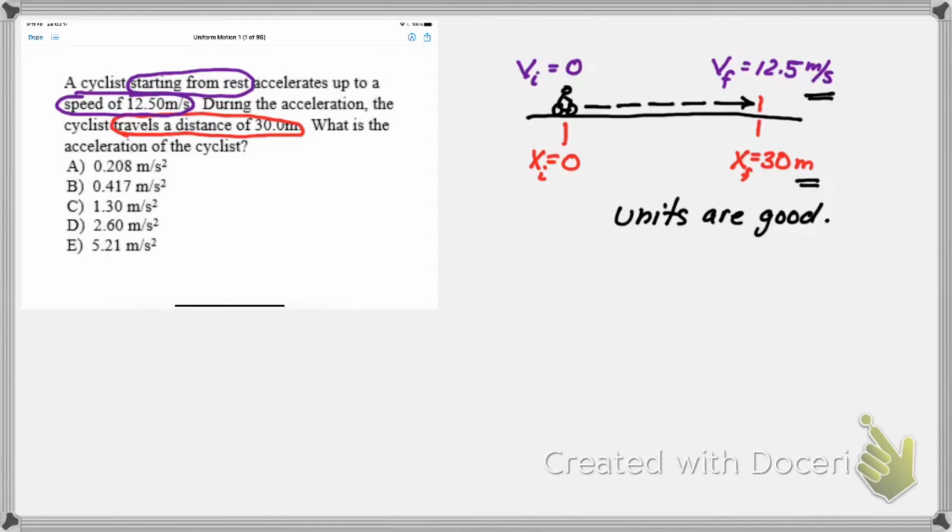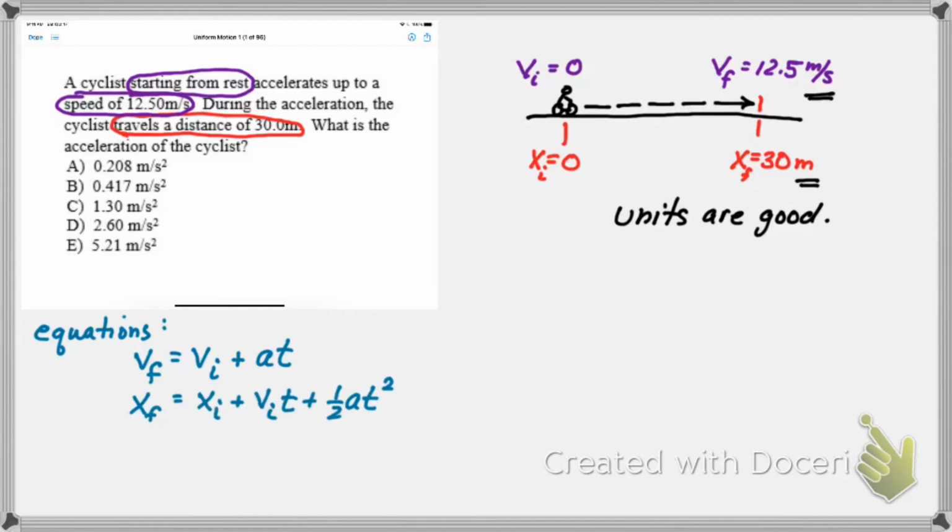No problems with that. So now I'm coming down to the equations. What equations can I use? Well, this is uniformly accelerated motion. There are 3 equations I need, or could need. There's one that relates velocity to acceleration and time, one that relates position to acceleration and time, and one that relates velocity to acceleration and position.